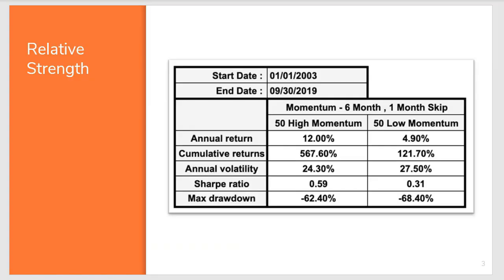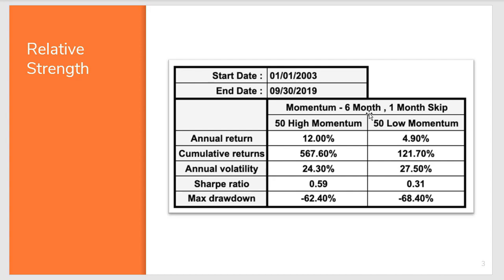I have picked some statistics here. For instance, here is a statistic made from 2003 to 2019 in the US stock market, where the stocks that were picked were the ones that had done the best over the last 6 months.